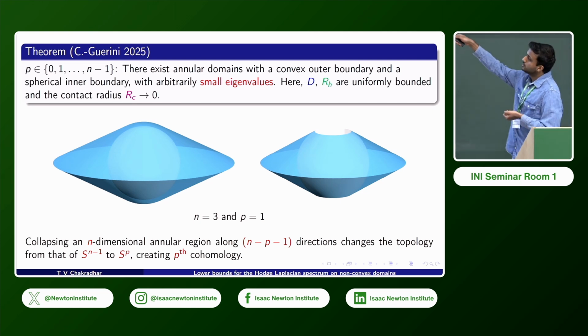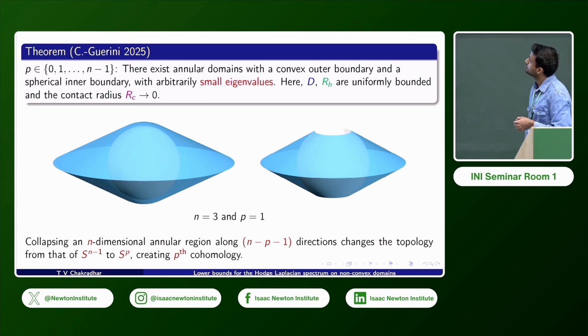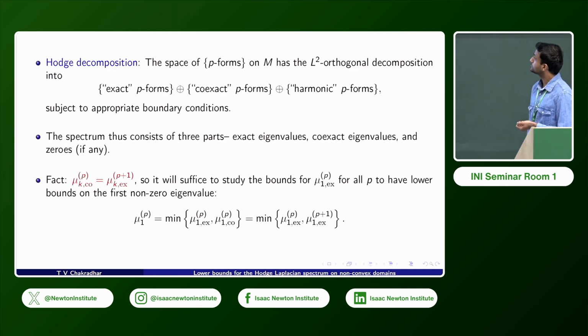And as you can see, the contact radius, which I just mentioned, goes to 0 in this construction. So a natural question would be to ask if we can have a lower bound if we control the contact radius, if we don't allow it to go to 0. Before I state my result, I need to mention this thing.